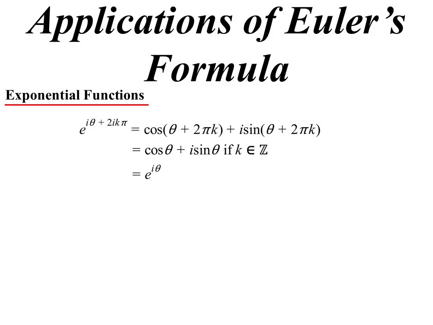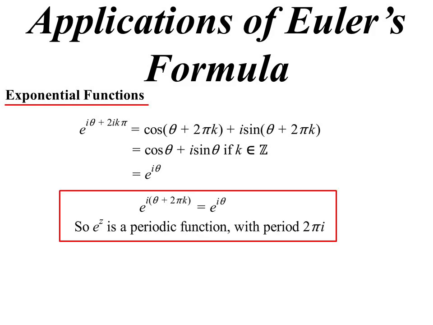So now what we're basically saying is, hang on, e to the iθ is the same as e to the iθ plus 2ikπ. They are the same thing. So this exponential is also a periodic function. Its period is not 2π though, it's 2πi, because it's repeating every 2πi. So how does that help us?